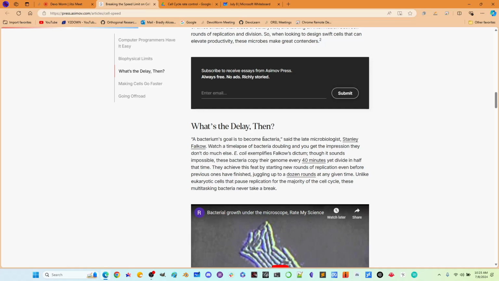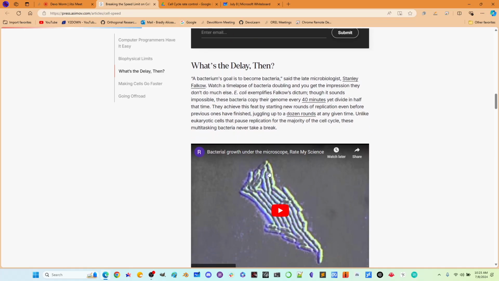So a bacterium's goal is to become bacteria. This is a quote from the late microbiologist Stanley Falkow. So bacteria will divide. They need to remain dividing to become a bacterial colony and to behave like bacteria. So this is a movie where they have a time lapse of bacterial growth. It's very rapid, and you get a sense of what they do. They're basically machines that divide and replicate. That's what they do. That's all they do.